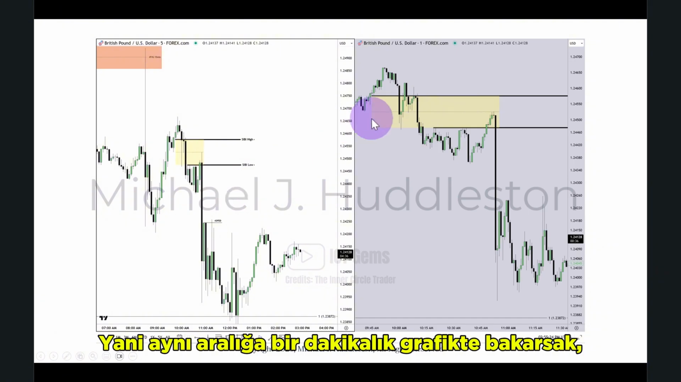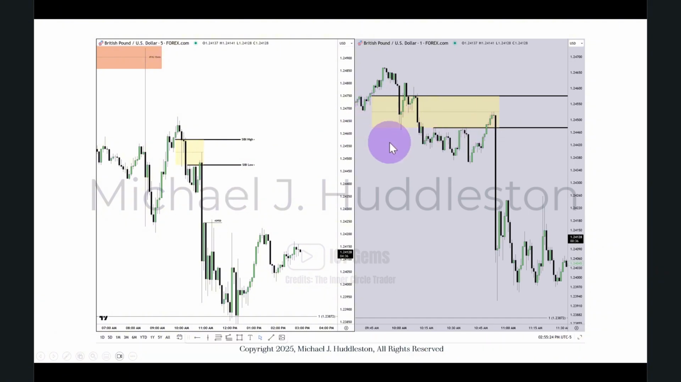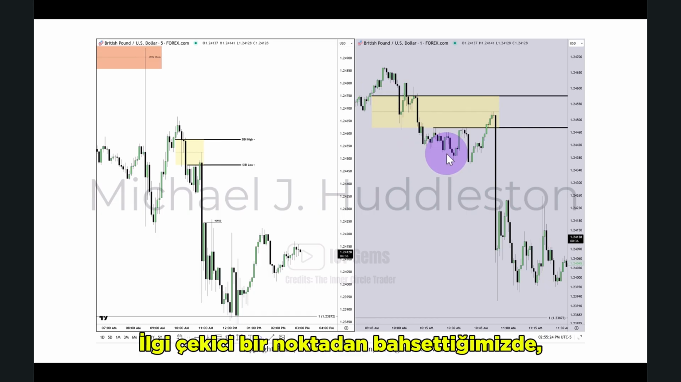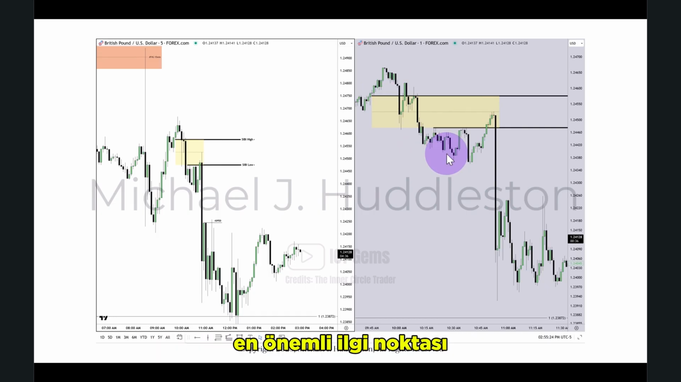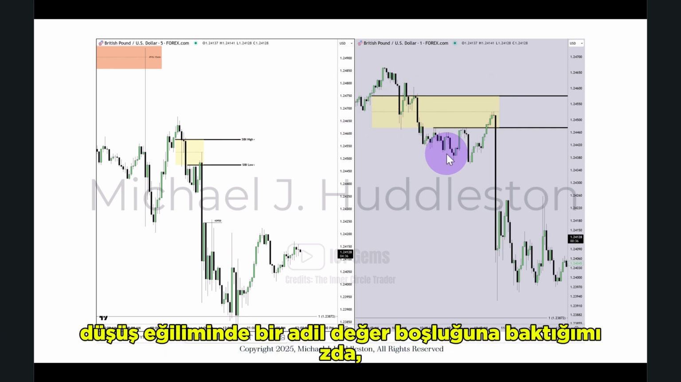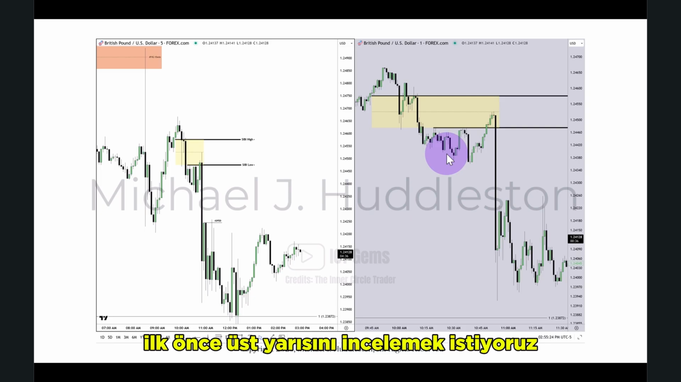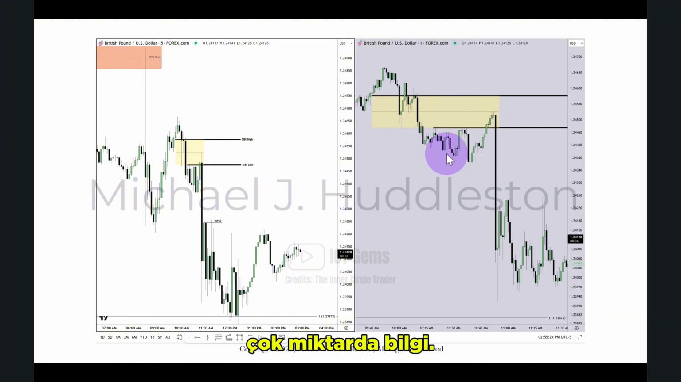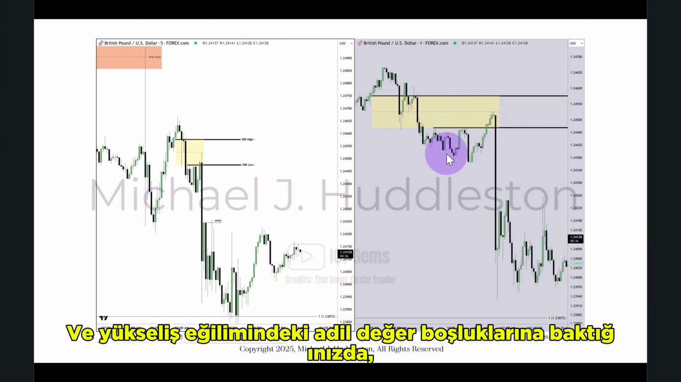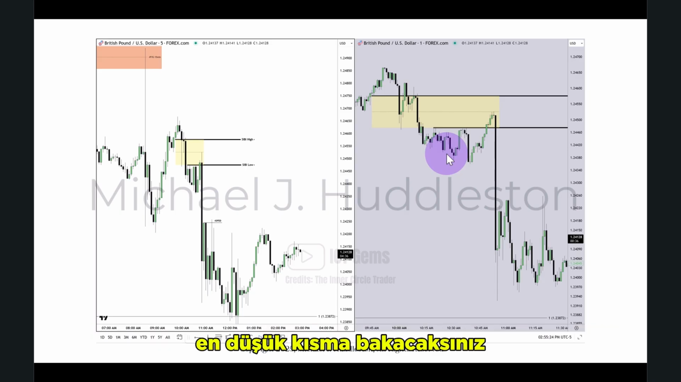So if we look at that same range on the 1-minute chart, there's some characteristics in here that I want you to notice. When we refer to a point of interest, the point of interest that's most important when we're looking at a fair value gap is this: when we're looking at a bearish fair value gap, we want to study the upper half of it first, because the upper half of that fair value gap, when it's bearish, is going to tell you a great deal of information. And when you're looking at bullish fair value gaps, you're going to be looking at the lowest portion or the lower half of it. What do I mean by that?